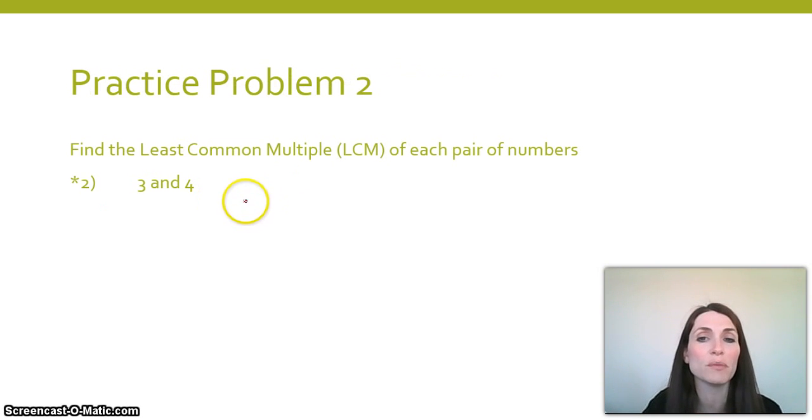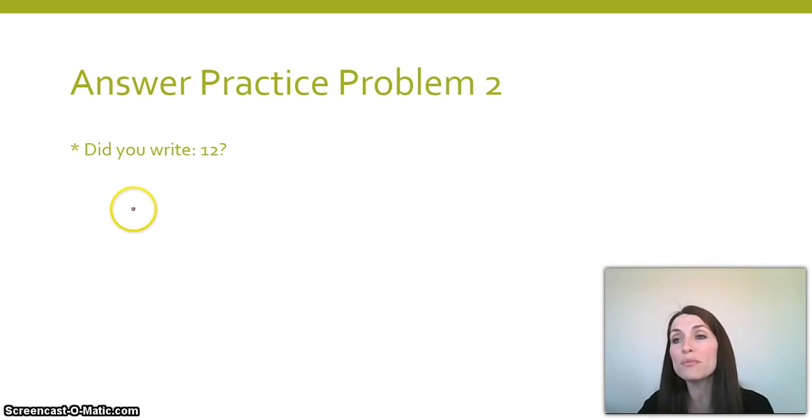Find the least common multiple of each pair of numbers. Find the least common multiple of 3 and 4. Press pause, work this out, press play when you're ready to check your work with mine. Did you write 12? I'm going to show both strategies for this one.